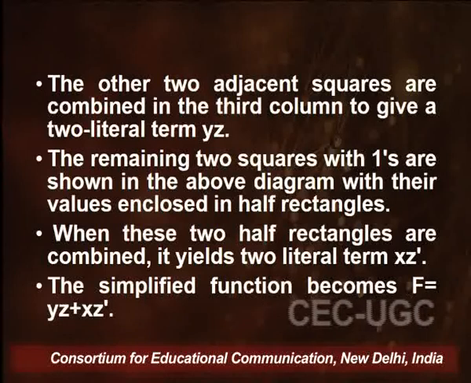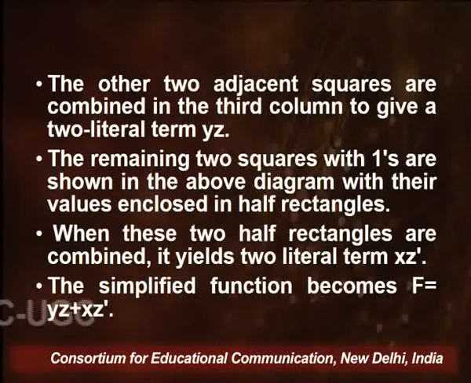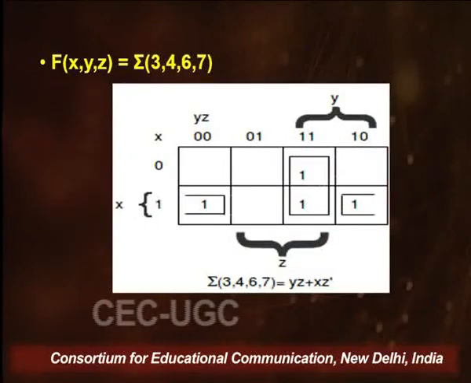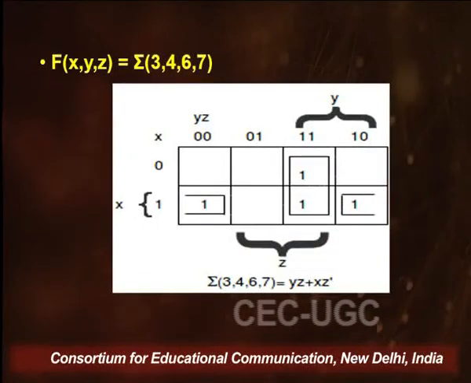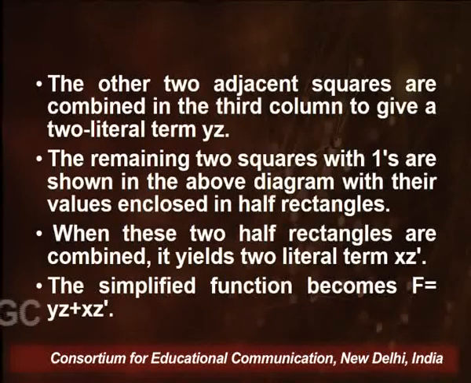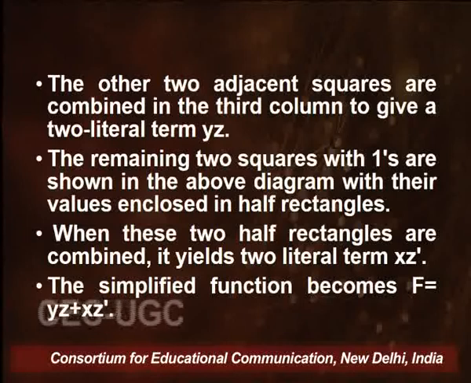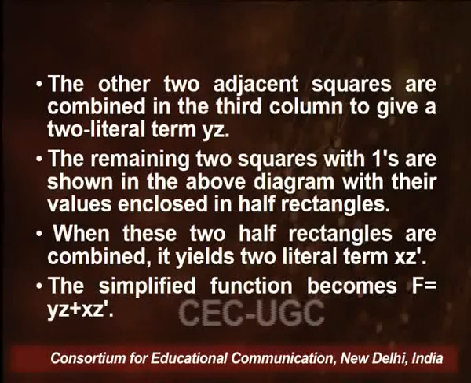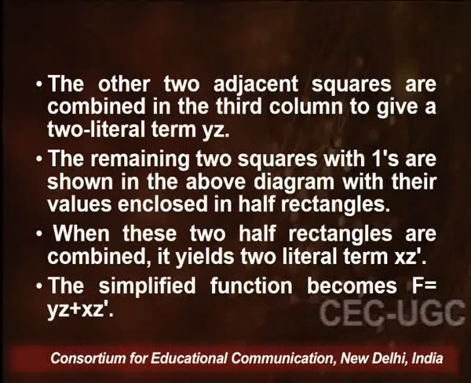The remaining 2 squares with ones are shown in the diagram with their values enclosed in half rectangles, which is a way we show how the wraparound concept works. We do not close these two; both are left open-ended. When these two half rectangles are combined, they yield the two-literal term x z dash. The simplified function becomes yz plus x z dash.